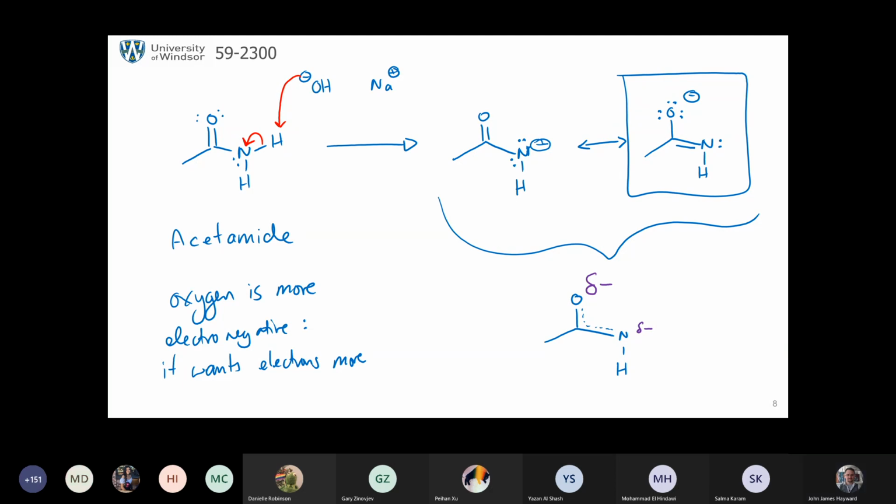So it's not symmetrical. The oxygen will be the major contributor to this, but there is still delocalization. Does that make sense?